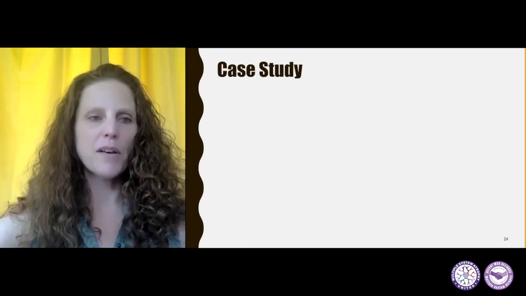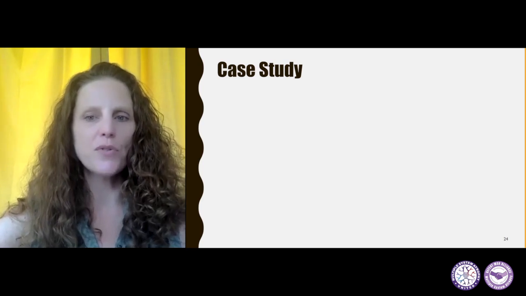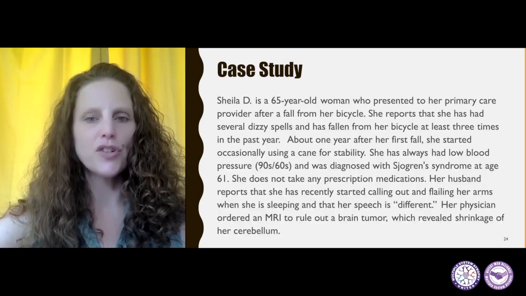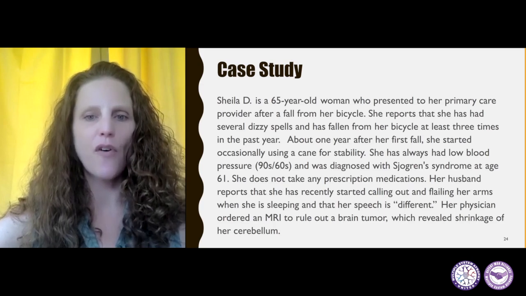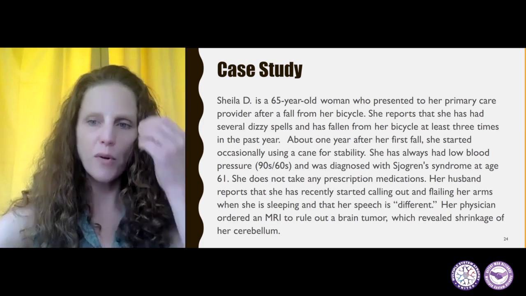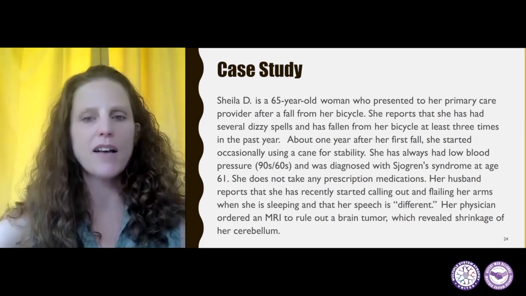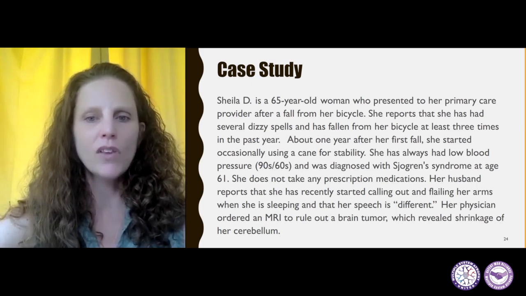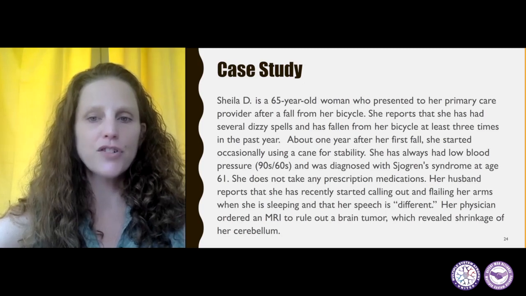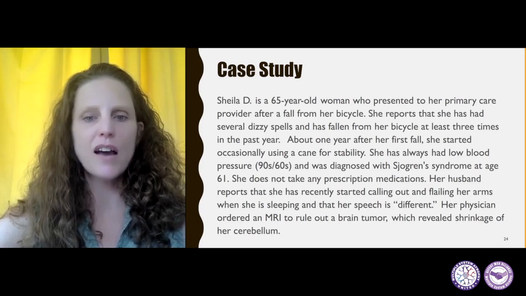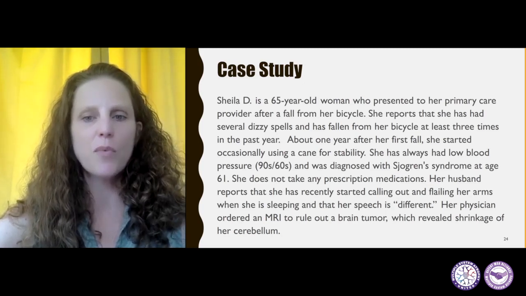To highlight how MSA may present, I wanted to review a case study. Sheila D. is a 65-year-old woman who presented to her primary care provider after a fall from her bicycle. She reports that she had several dizzy spells and has fallen from her bicycle at least 3 times in the past year. About 1 year after her first fall, she started occasionally using a cane for stability. She's always had low blood pressure, 90s over 60s, and was diagnosed with Sjogren's syndrome at age 61.